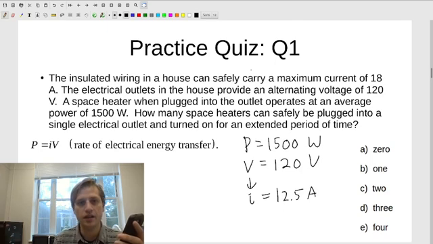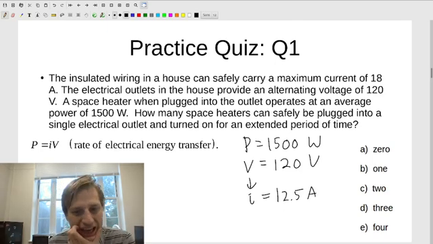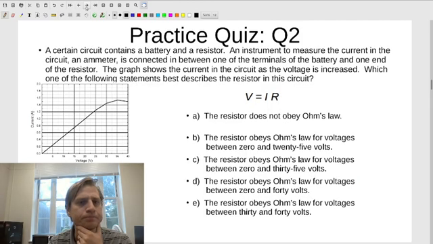It says the insulated wiring in a house can safely carry a maximum of 18 amps. So if we've got 12.5 amps already tied up in one of our space heaters, if we had two of them, it would take 25 amps, and that would be more than we could handle. So we're going to be able to just have one space heater on at a time per outlet here.